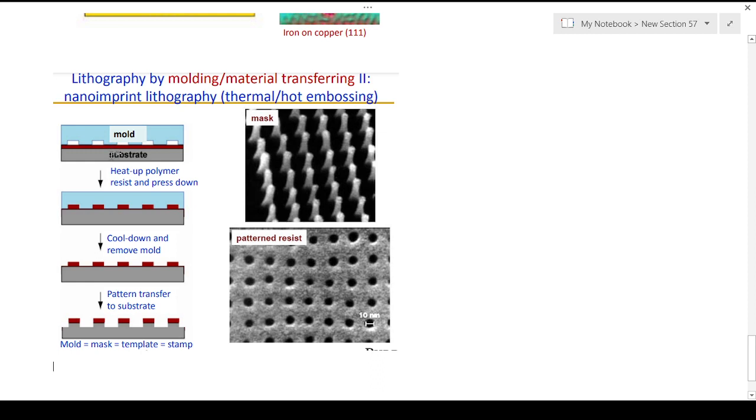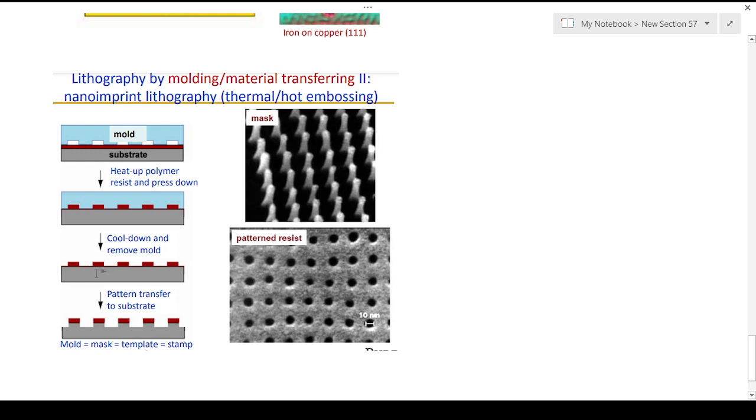When you heat up the polymer, so this mold is basically a polymer material, the mold will be pressing, and while you press, it will create a nano pattern. Now if you cool down and remove the mold, you can see there will be a spacing in the red material. Initially it was a continuous layer. After placing the polymer and removing it, you can see a patterned red material on the substrate.